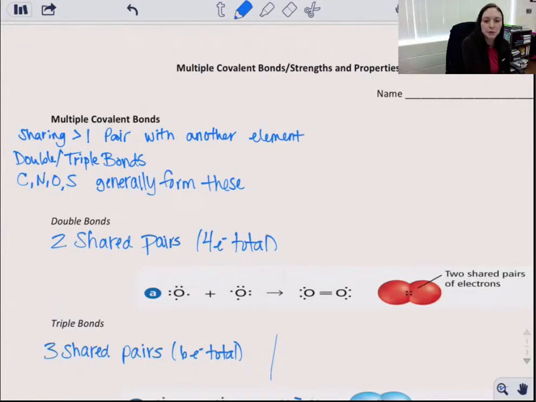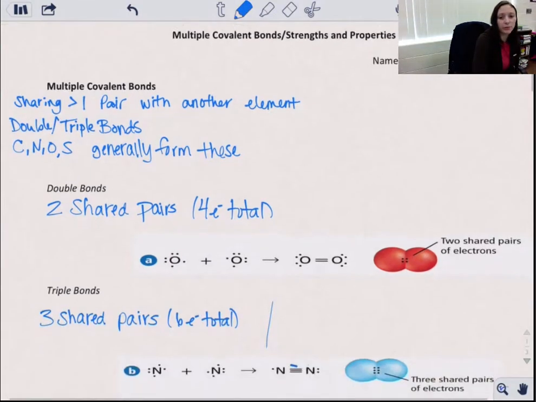All right, we're going to look at multiple covalent bonds and the strengths of covalent bonds and then the general properties of covalent bonds. Next chapter we'll look more at exactly why these properties occur, but for right now we're just going to look at the overarching properties. Okay, so the first thing is multiple covalent bonds in general.